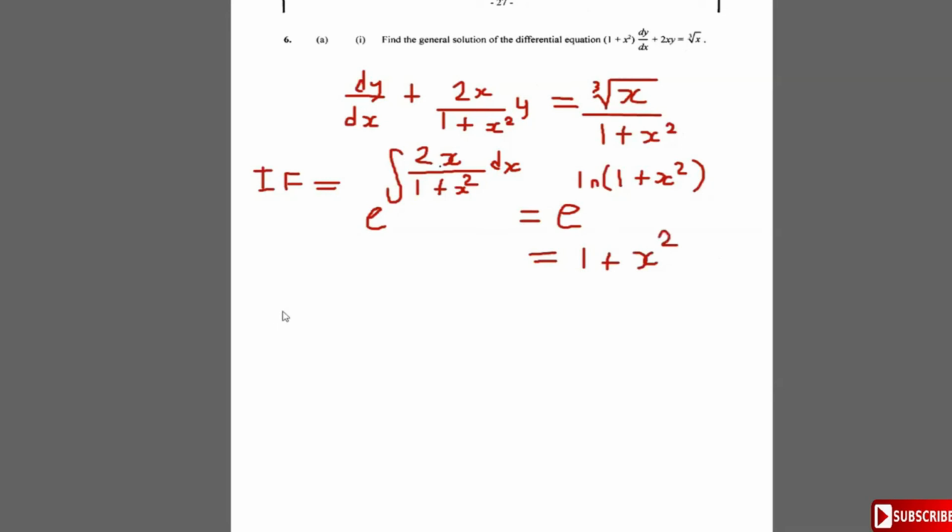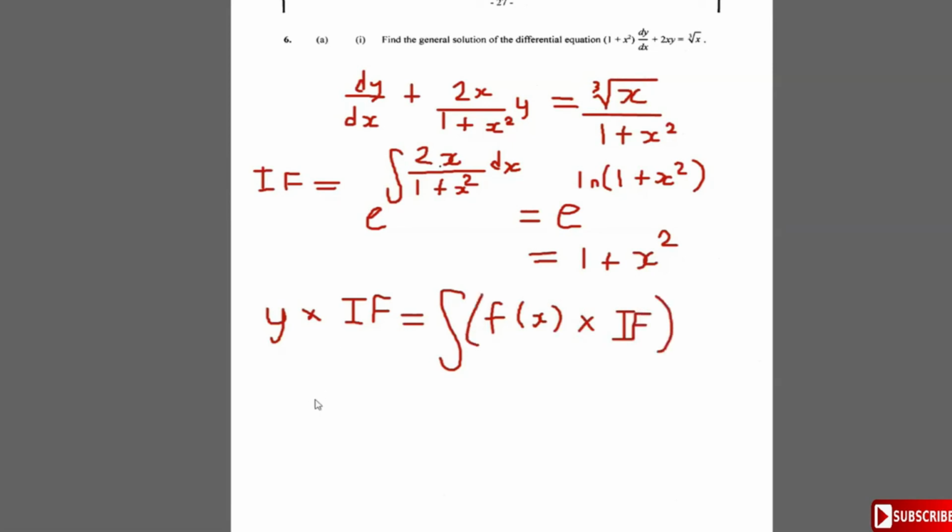So the general solution is y times the integrating factor is equal to the integral of the function of x that we have here, your function of x times the integrating factor. And so y times the integrating factor is going to be y times 1 plus x squared.